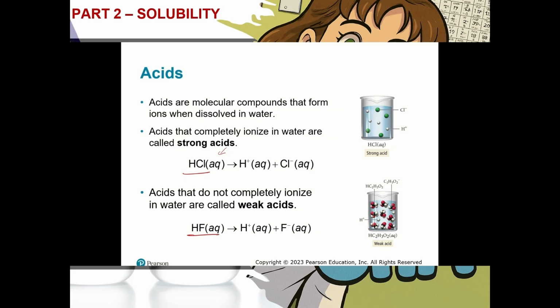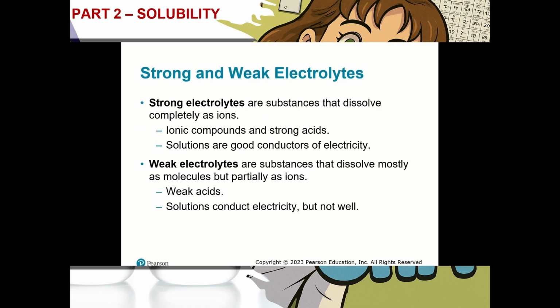So we're going to see in the solution hydrogen ions and chloride ions. While with a weak acid, like acetic acid, for example, you're going to see the whole molecule, and a small quantity of those will dissociate, forming ions. So strong electrolytes are substances that dissolve completely as ions: ionic compounds and the strong acids, and they are good conductors of electricity.